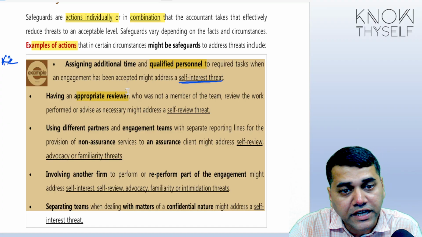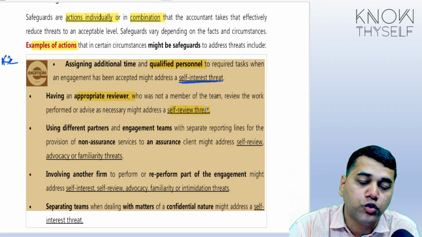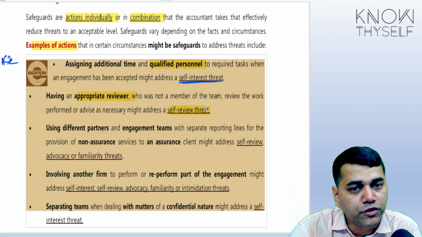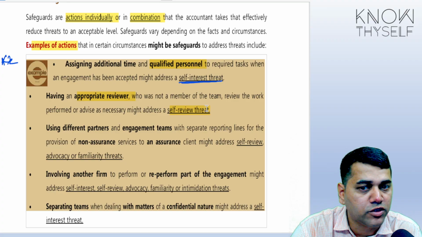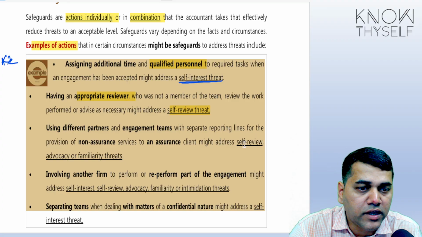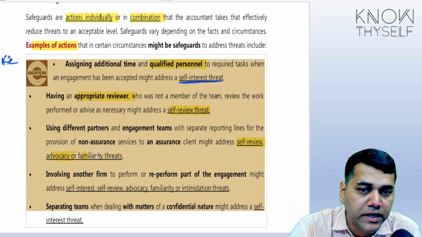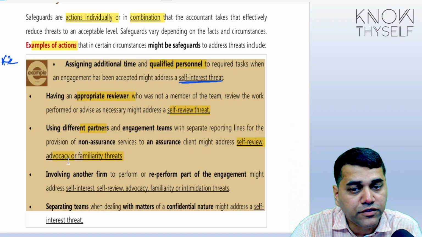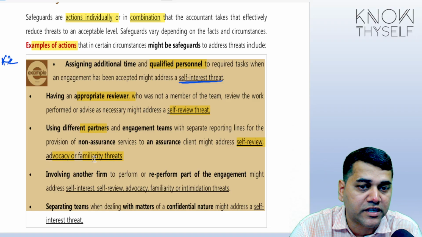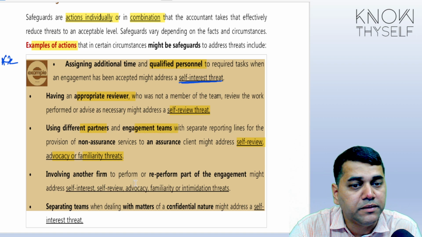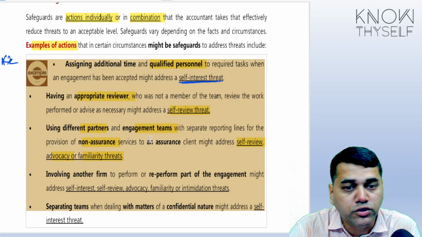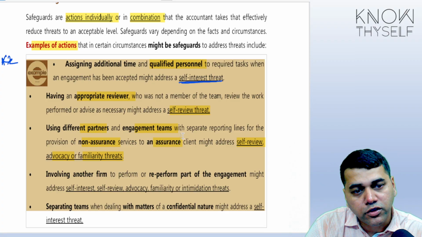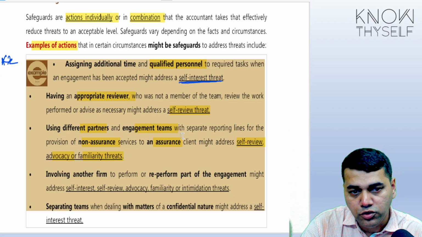Having an appropriate reviewer if there is a self-review threat. This is also one of the safeguards. Get yourself reviewed so that an independent examination is going to happen. So if you have got a self-review, advocacy or familiarity threat, then use a different partner. Using a different partner will remove that familiarity threat, or use different engagement teams for the non-assurance and assurance services, so that you remove it. So that review also you have addressed, because their work you are going to check.